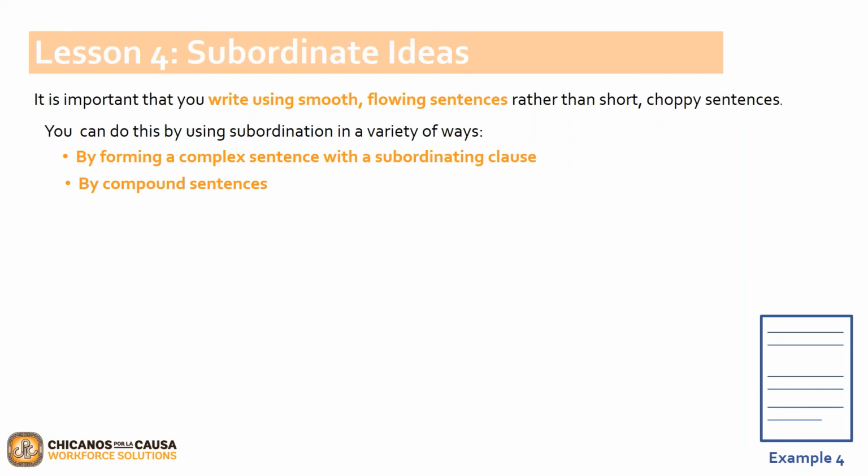Let's now view some examples of how we can write using smooth flowing sentences rather than short, choppy sentences. Our first example is a short and choppy sentence, as it says, "Carla ran for the bus. She missed it."